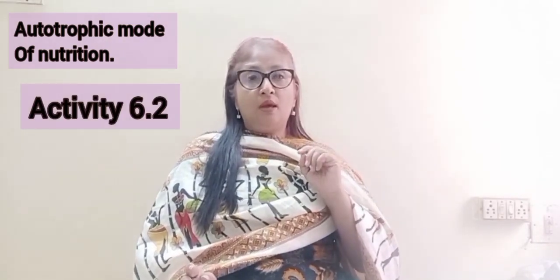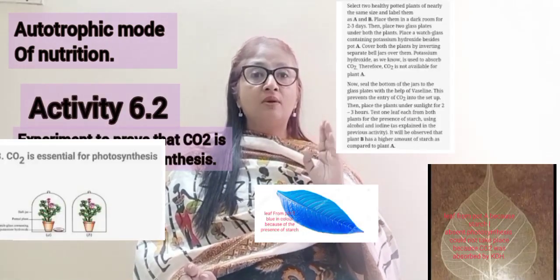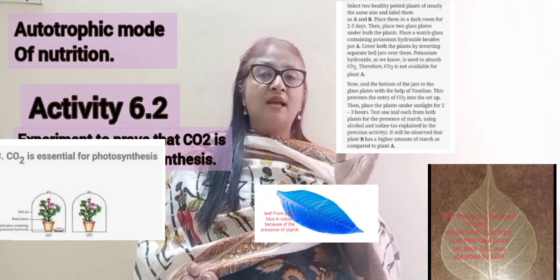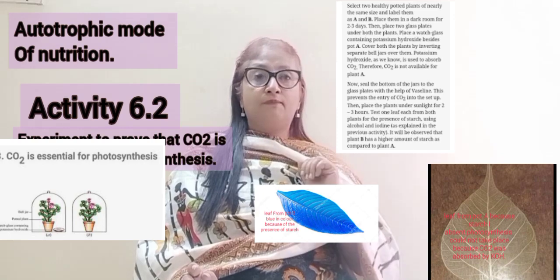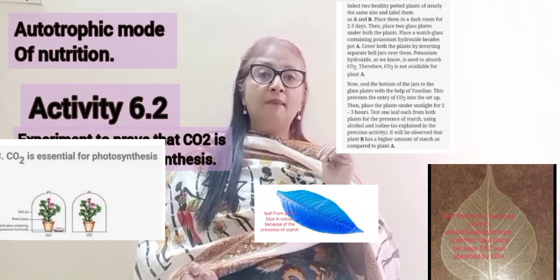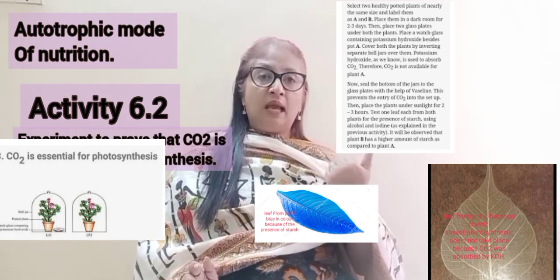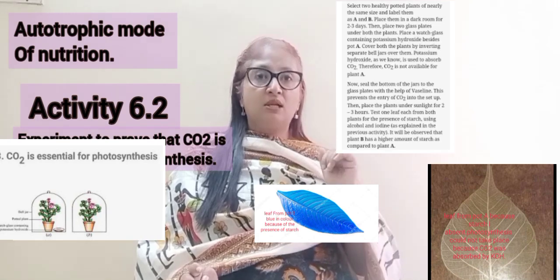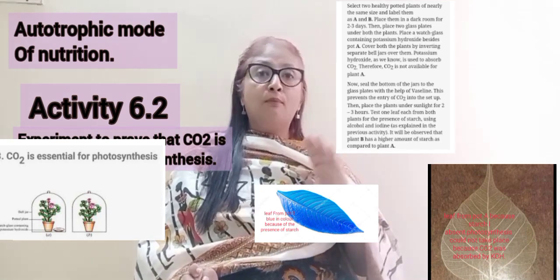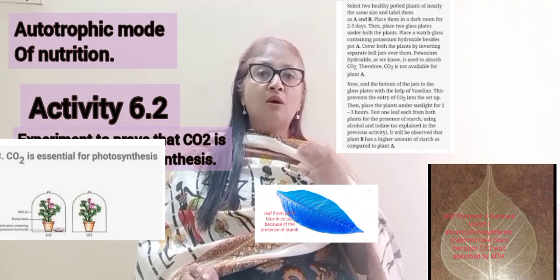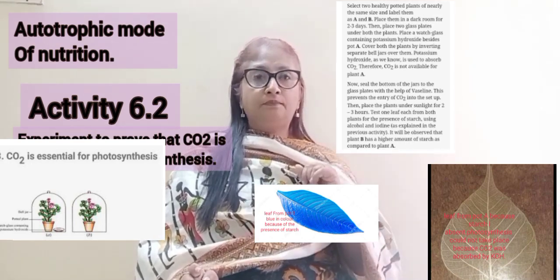Next, let's see activity 6.2, where we have to prove that carbon dioxide is necessary for photosynthesis. For this, we need to take 2 potted plants which are similar in size. Again, keep them in darkness for 3 days to destarch them. Then take them, and before placing them in sunlight, we have to do certain preparations. We have to label both the pots A and B and place these on glass plates.